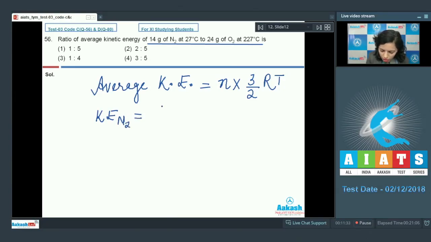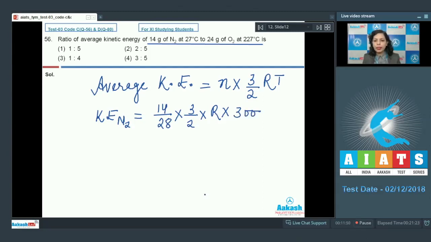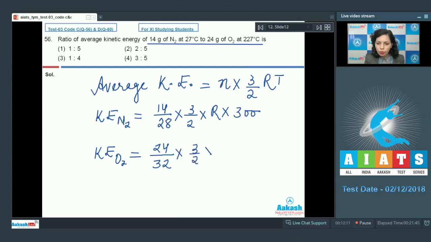What would it be? It would be 14 by 28, the number of moles, into 3 by 2 into R, and what's the temperature? That is 27 degrees Celsius. So it is 300 Kelvin. So this is the temperature that we have taken here. Further, what would be the kinetic energy for oxygen gas? That would be given mass, that's 24, divided by its molar mass, that's 32, 3 by 2 into R, and what's the temperature here? That is 227 degrees Celsius. What would be the temperature in Kelvin? That is simply 500 Kelvin.